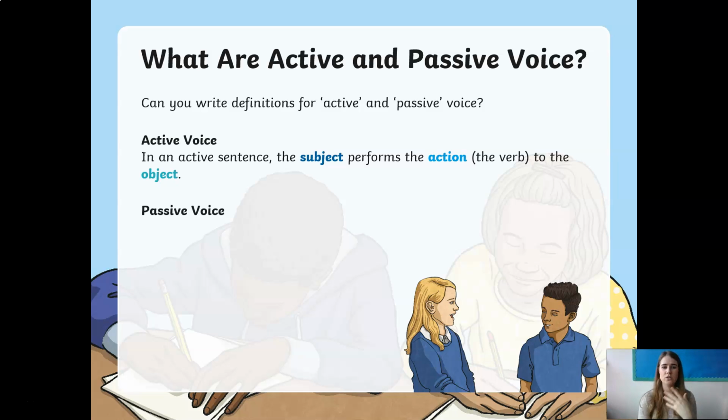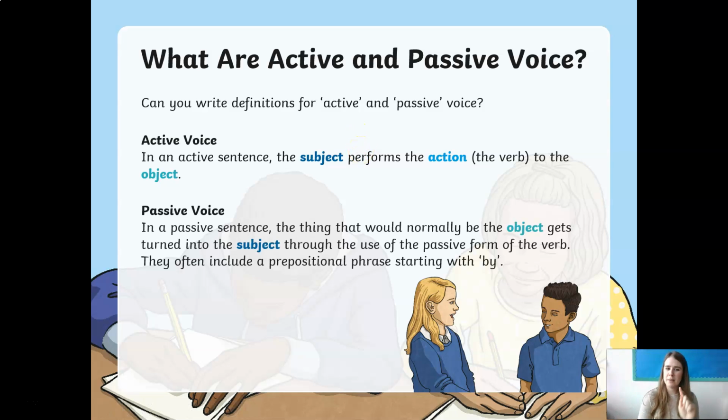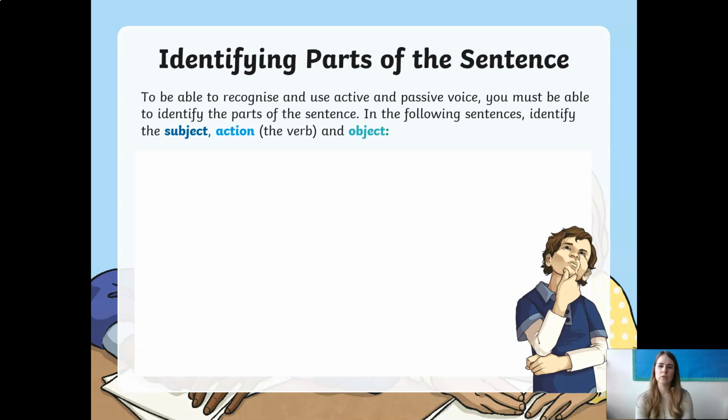Now when it's the passive voice, the thing that would normally be the object in that sentence becomes the subject, the main part, through the use of the passive form of the verb. So usually this is when you rearrange a sentence where it moves towards the end. So they often include a prepositional phrase starting with the word by. Now it isn't always the word by, but the majority of the time it has the word by, okay? So let me show you as an example, okay?